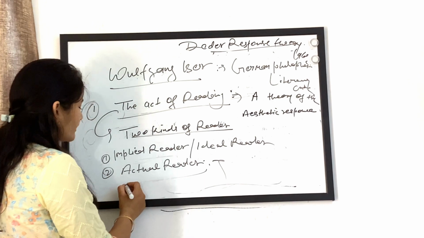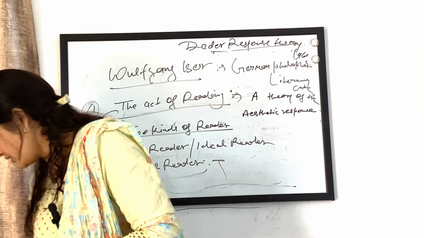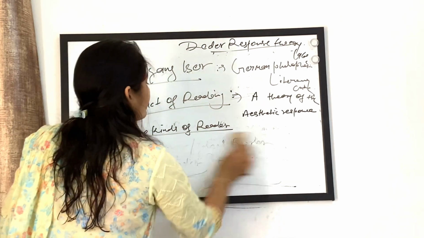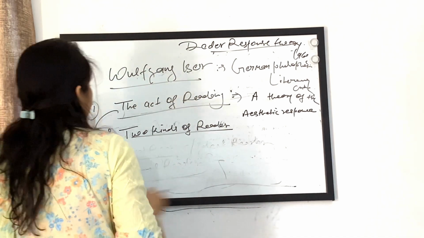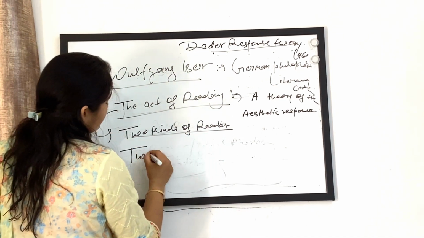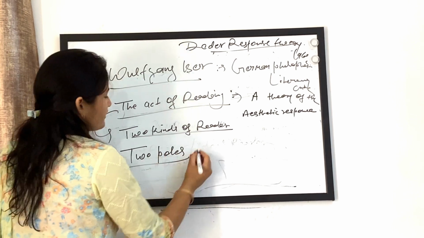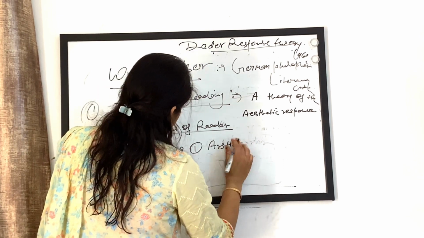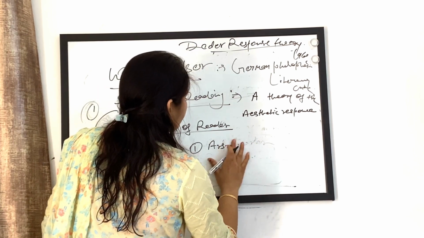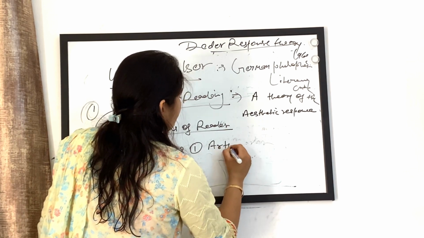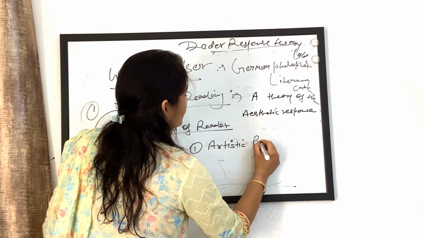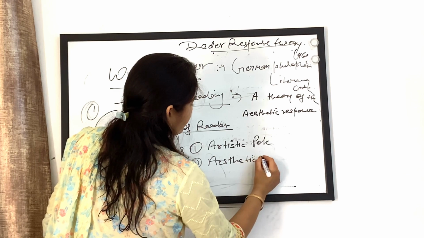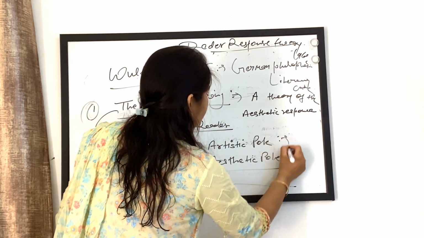He talks about two poles. Okay, two poles. First is the artistic pole. Second is the aesthetic pole. So what is the artistic pole?